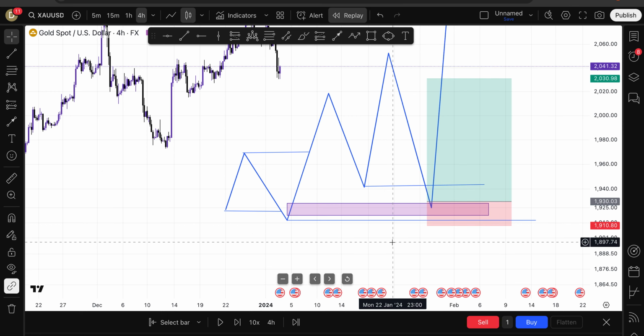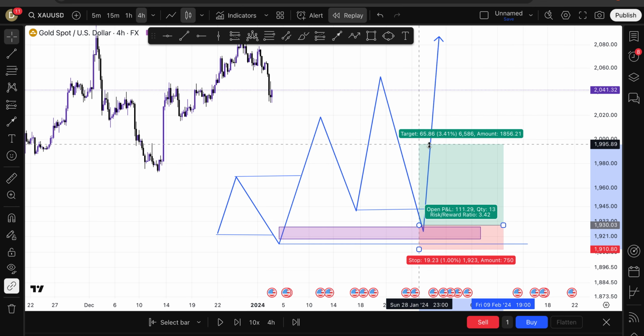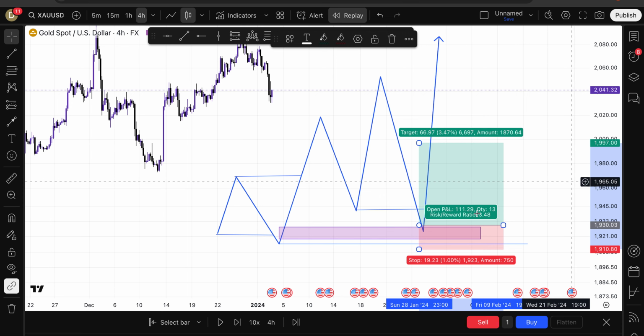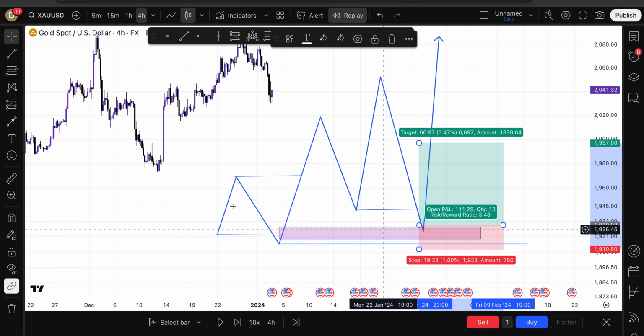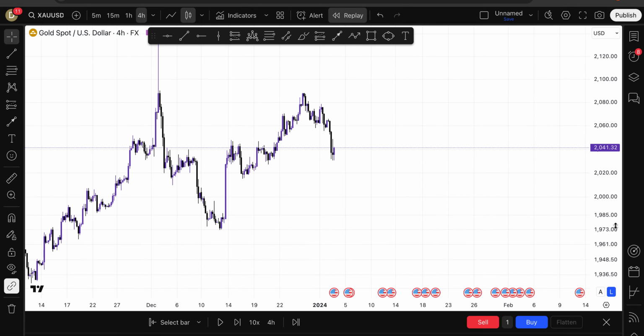Then we now have this. So we are going to be targeting a 3.45 ratio. That is what I normally use. So that is it. That is the strategy we are going to be testing. So let's just get into the charts now.